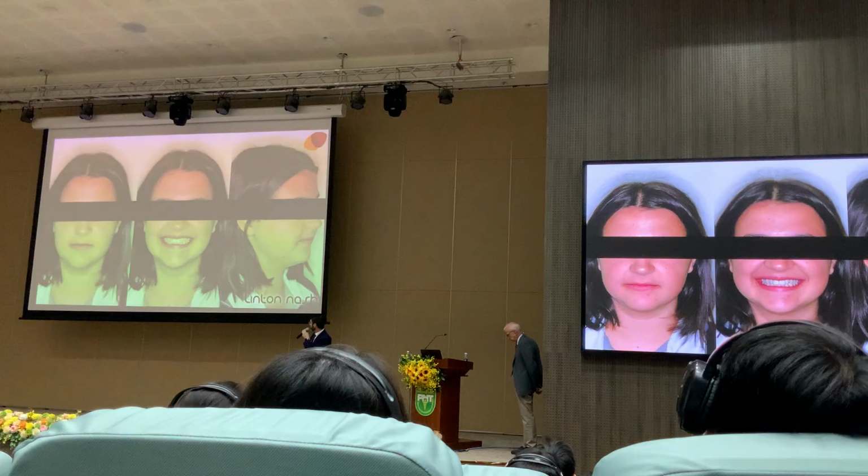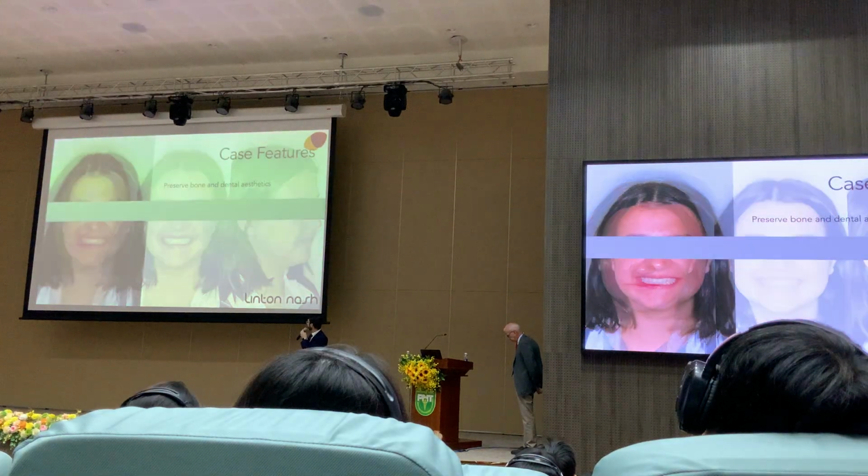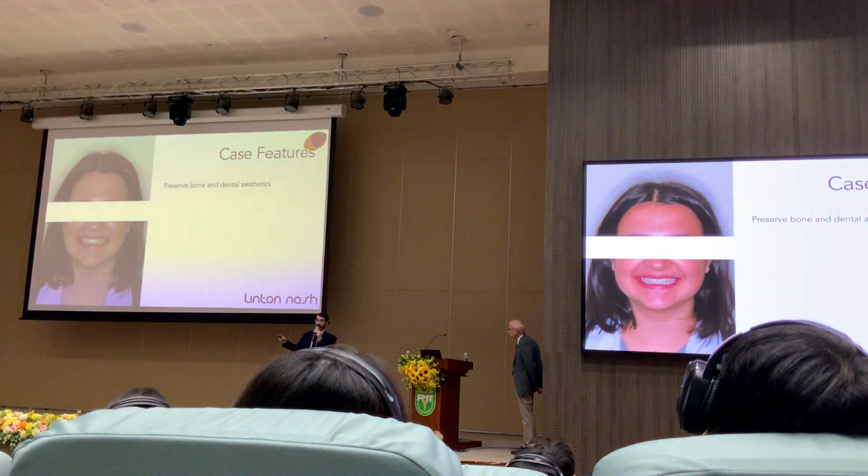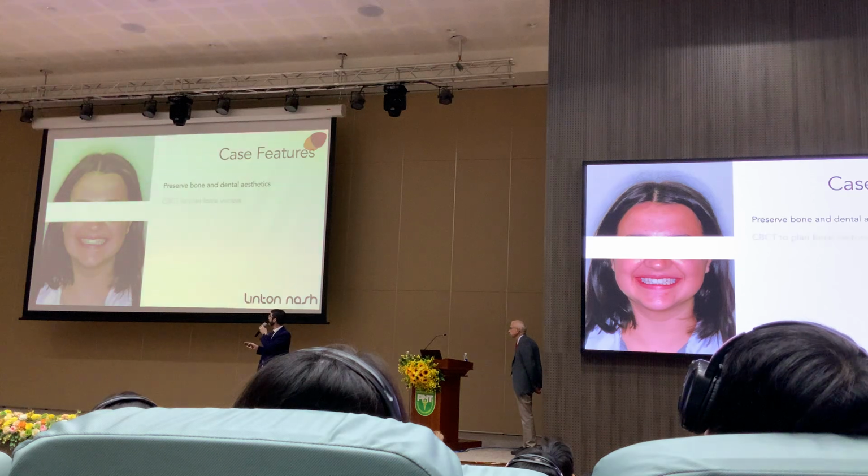She's very happy with her smile, still mildly class 3. But the key things in this case: you need to preserve the bone, you need to try to maximize your dental aesthetics, and you want to keep their front teeth looking nice.